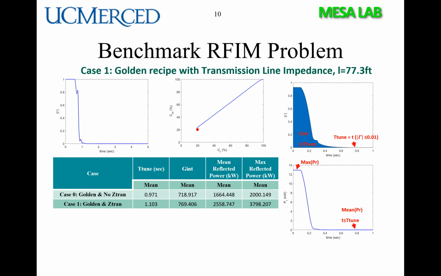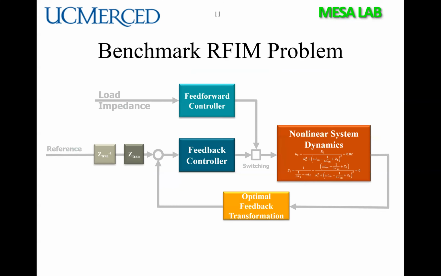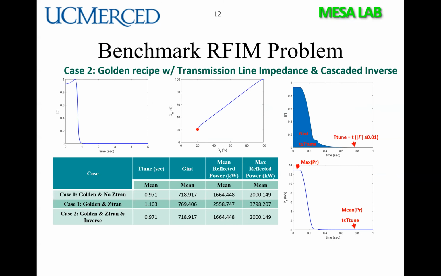We have a higher tuning time, a higher gamma integral, and higher mean and max reflected powers. And in the ideal case scenario, again, if we know the transmission line effects, and if we can cancel them out with the inverse of the transmission line, we can recover from these negative effects of the transmission line.